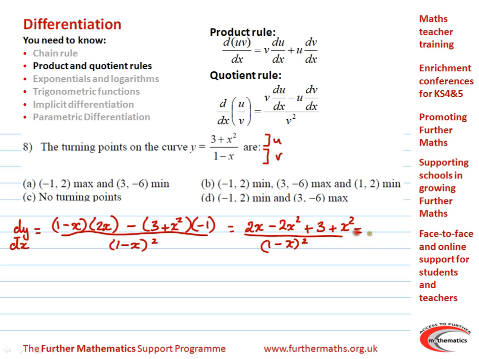And I think I can just squeeze this in on the top line here. I think that leaves me with 3+2x-x^2 all over (1-x)^2. Okay, so that's my gradient function. The gradient function is going to be 0 at the turning points. Okay, so I want to evaluate at turning points.